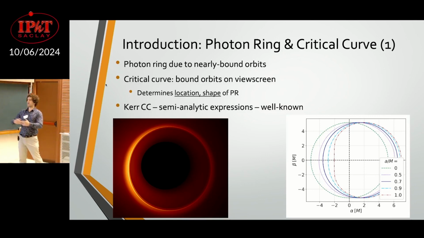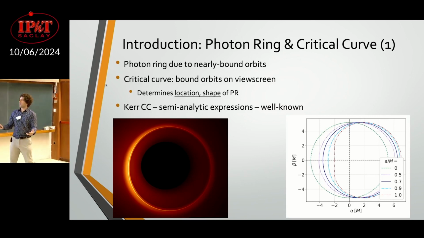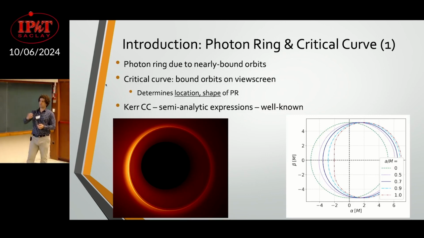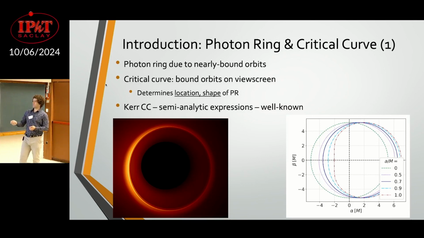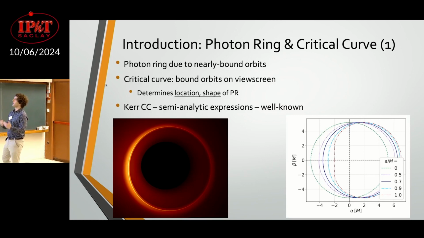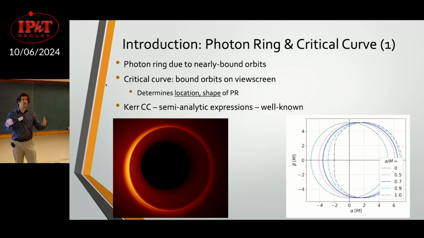Okay, so if I look at all of the bound orbits in Kerr, and I ask myself, how do I reach them by shooting geodesics from my view screen at infinity? How do I reach them by shooting photons? Then the answer is one of these curves, depending on the rotation of the black hole. And this is something that you can determine analytically, and it's called the critical curve. So the critical curve is the image of the bound orbits around the central object.